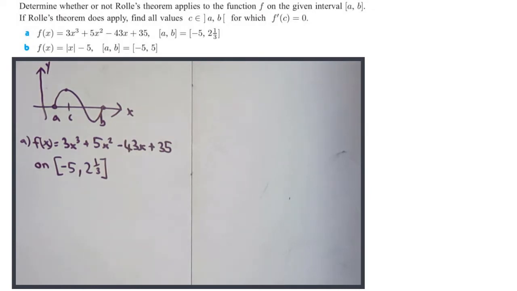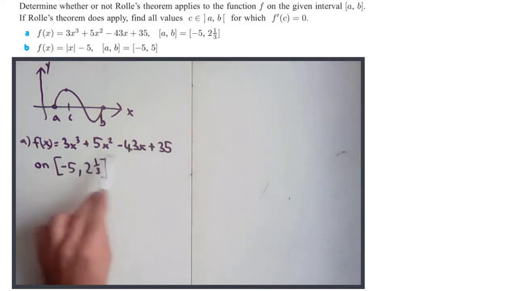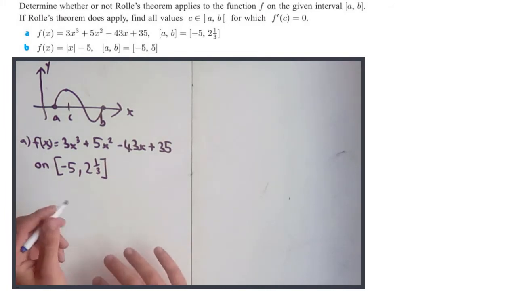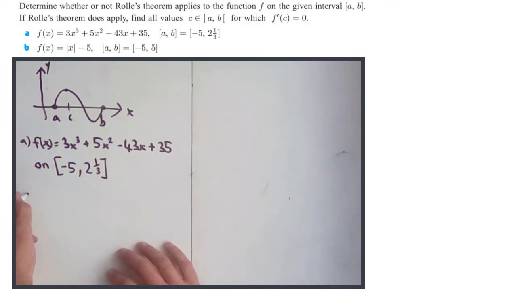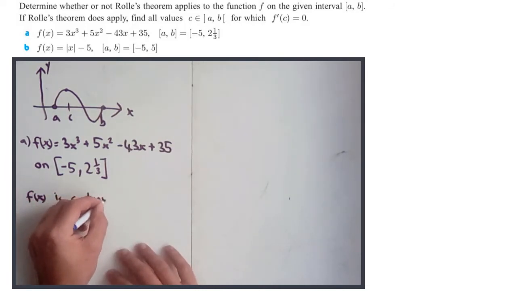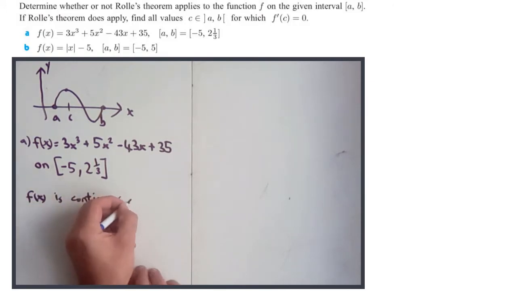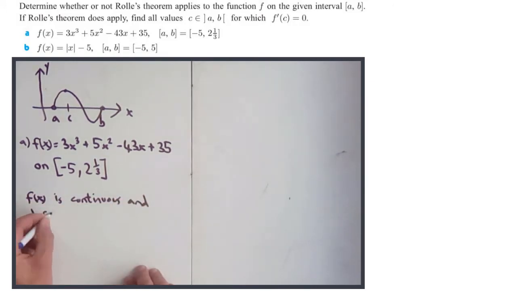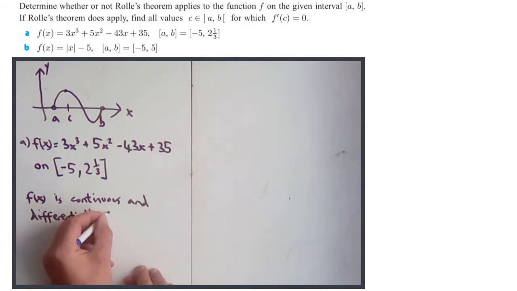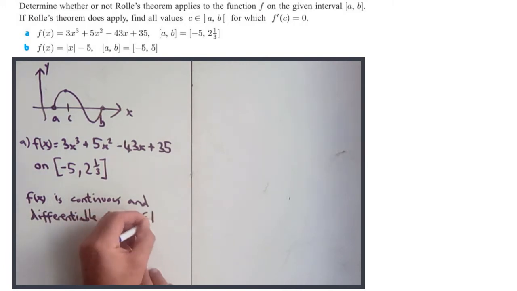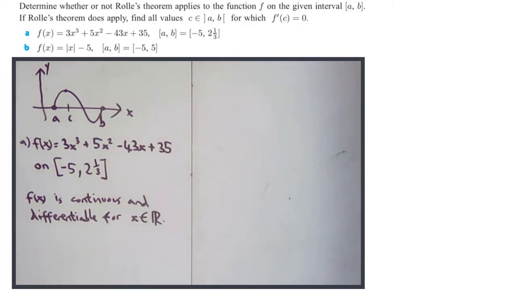Well, if you think of the nature of the function, it's just a nice cubic. There's no surprises in there. It's continuous everywhere, and it's differentiable everywhere. So let's write that. f of x is continuous and differentiable for all real x. So that's a good start. So two of the conditions have been met already. We then need to see, well, what's the value of f of x at -5 and 2 1/3.